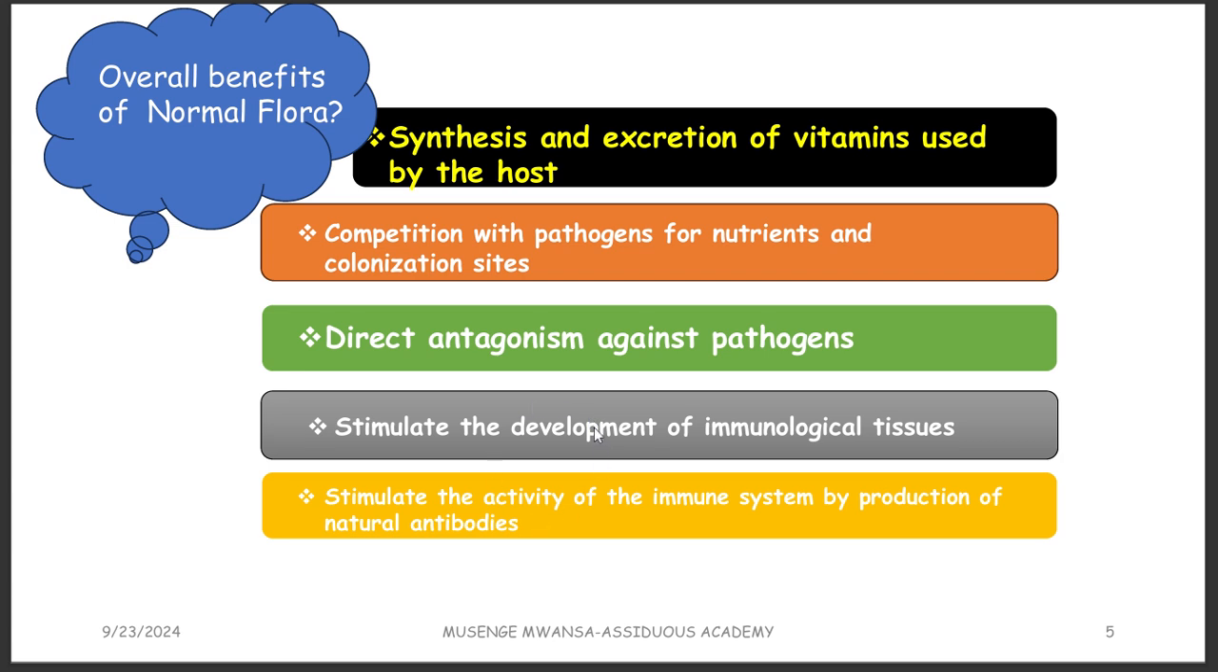And then they stimulate the development of immunological tissues. Immunological is just being able to respond to anything that is foreign. So they will help to stimulate the development of immunological tissue, those tissues that respond to foreign substances. And they stimulate the activity of the immune system by production of natural antibiotics, antibodies actually. So they help also in the production of antibodies, okay, which are natural.